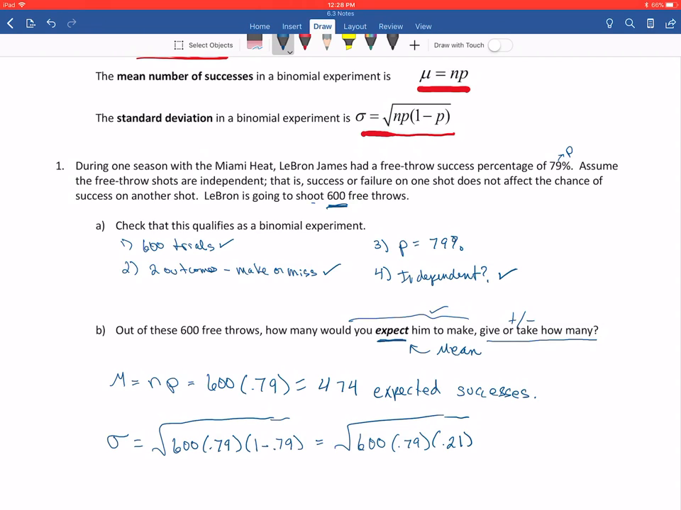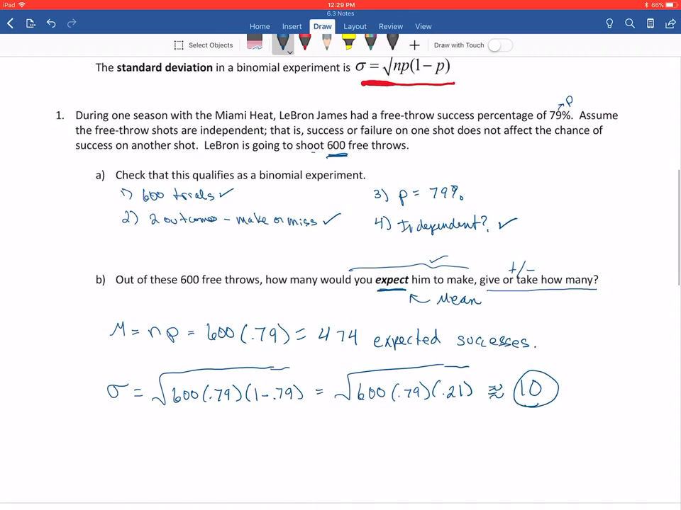So practice putting all of that in your calculator. Depending on whatever calculator you're using, how you want to type that in is going to be different. So don't just copy this down. I'm going to tell you what the answer is. It should be approximately 10. But I want you to make sure that you get that. So do take a second, make sure that you know how to enter that in your calculator to get that value.